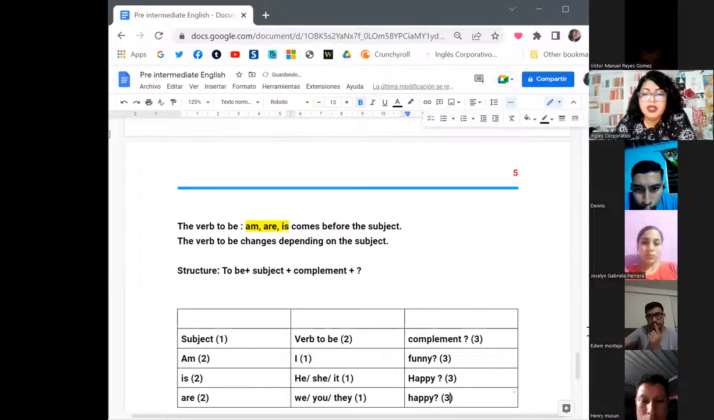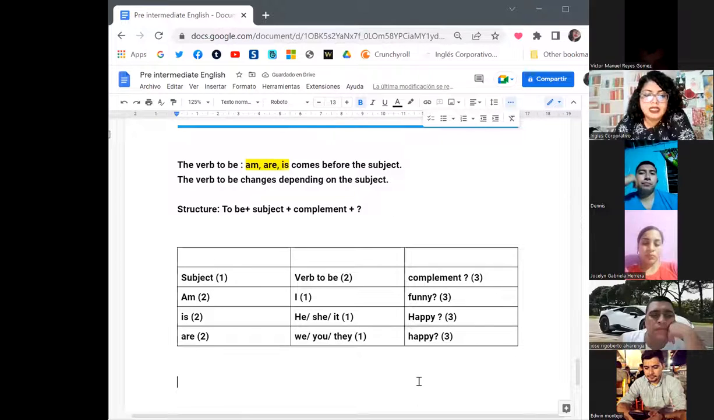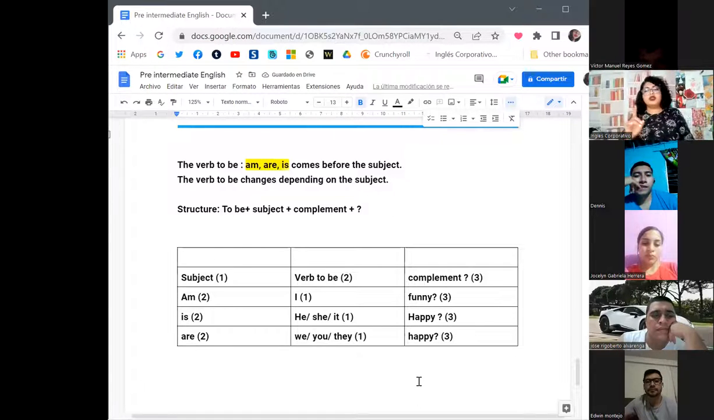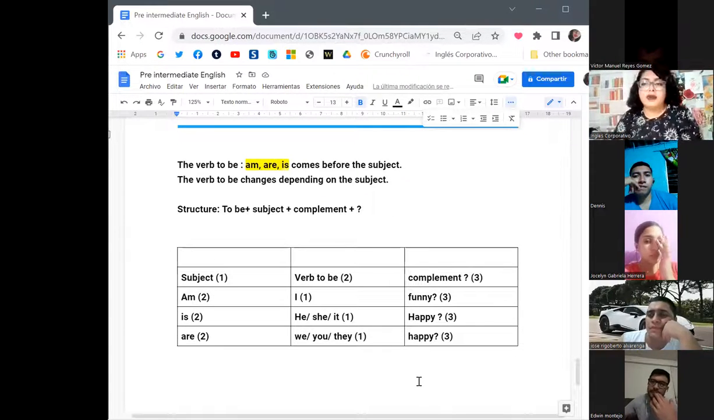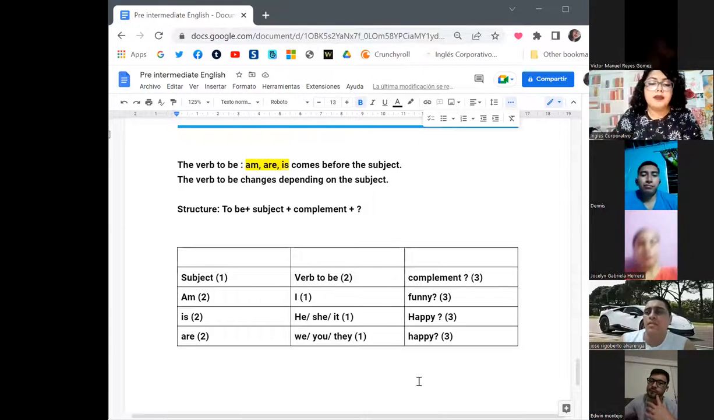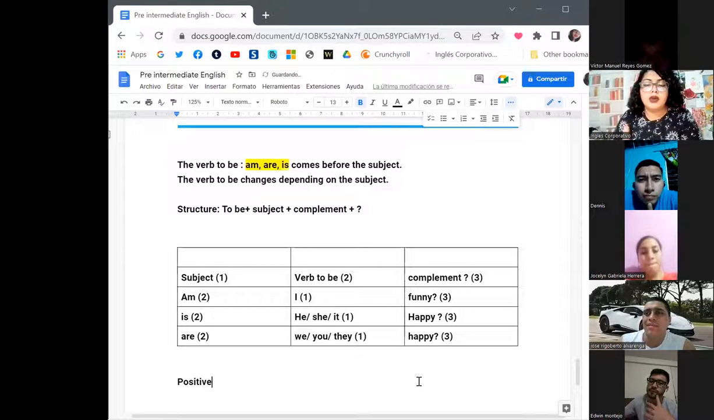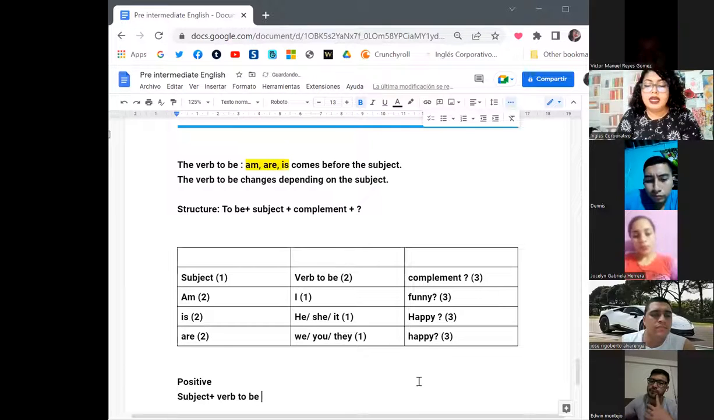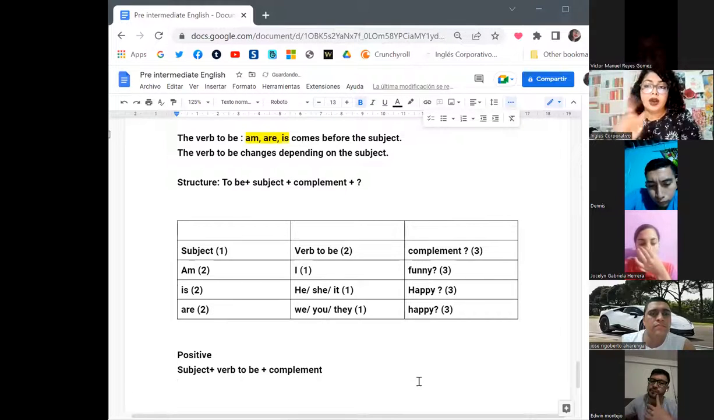So we have here. So let me explain better this part. We're going to see the structure for the positive sentence and the structure for the questions. We have the positive. Tenemos la estructura de la oración positiva. Tenemos subject. Tenemos el verb to be. Y tenemos el complemento. Easy. Three parts. Solo tenemos tres partes. Ahora, vamos a ver la diferencia.